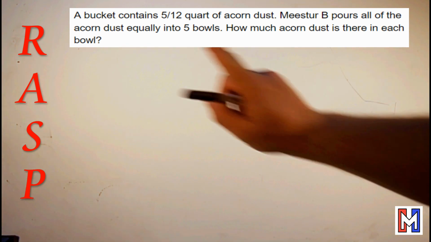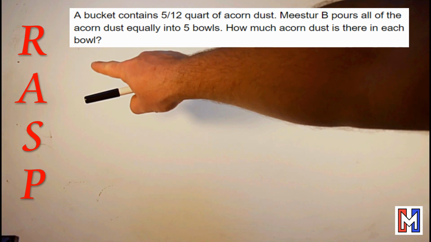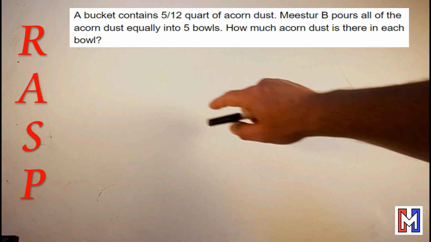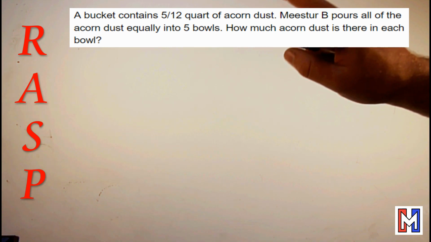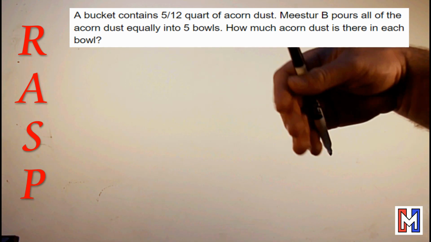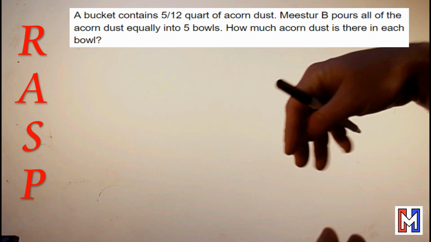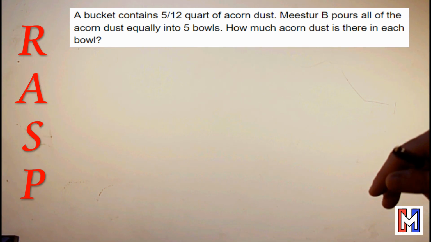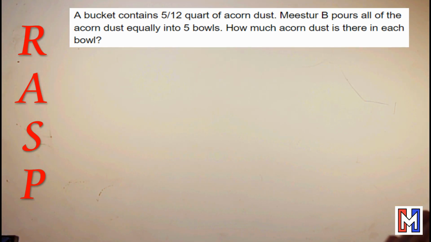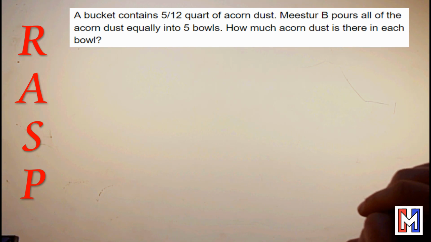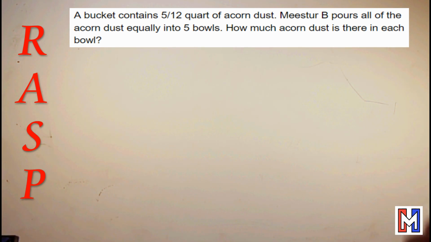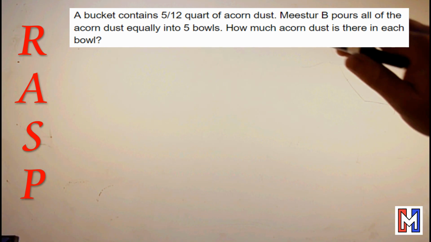All right, so we read it, R for RASP, but we have to read it again. And this time, let's pay attention to the important parts. What are we starting with? What's happening to what we have? Okay, are we giving some away? Are we breaking up into groups? Are we getting more, right? So let's pay attention to it and think about that.